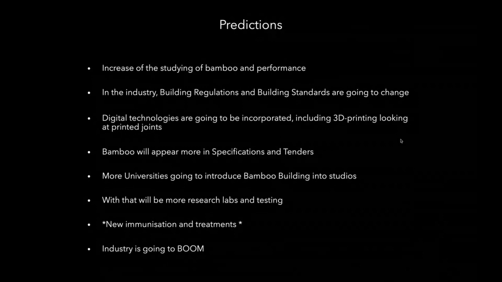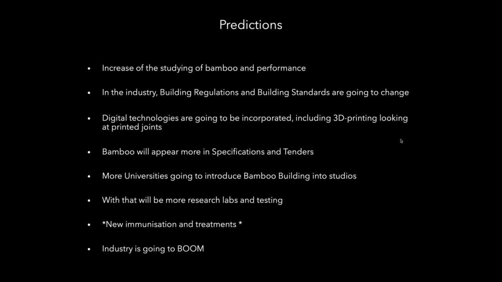So finally, predictions. More people are going to be studying bamboo and its performance, and I know that the building regulations and building standards industry is going to change because I'm working on that at the moment. These technologies are going to be incorporated, including parametric design. Bamboo will appear more in specifications and tenders. More universities are going to introduce bamboo buildings at Westminster. I'm hoping to do something with some students a bit more. More research in labs and testing, which is happening now.